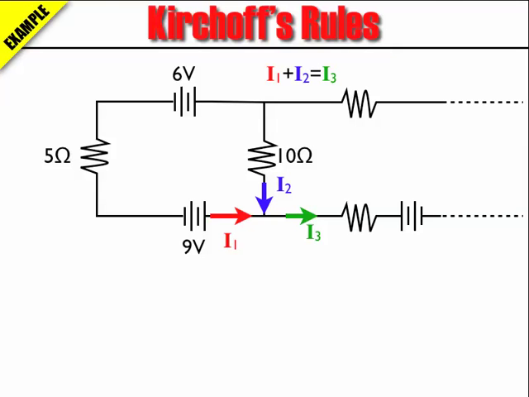My goal here is to find the currents I1, I2, and I3 in this problem. That means I have three unknowns, so I'm going to need three equations. I've got the first equation up there with the junction rule. That was easy. From the junction rule, we'll go to the loop rule.